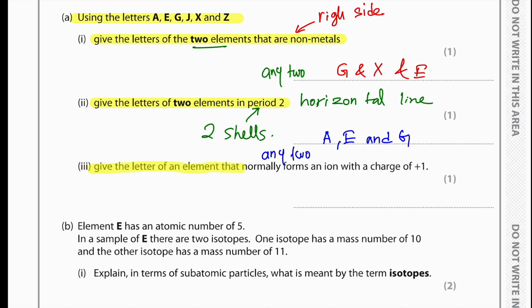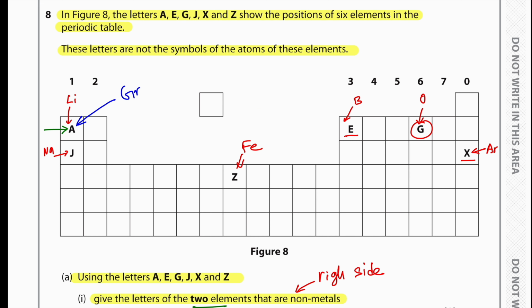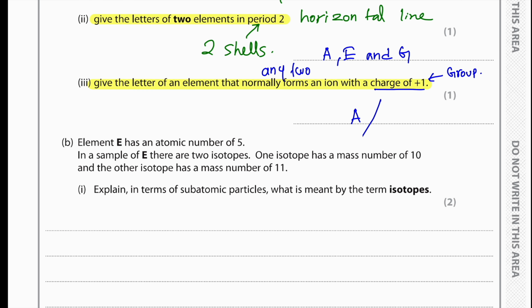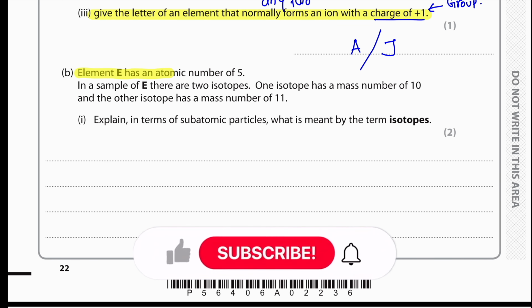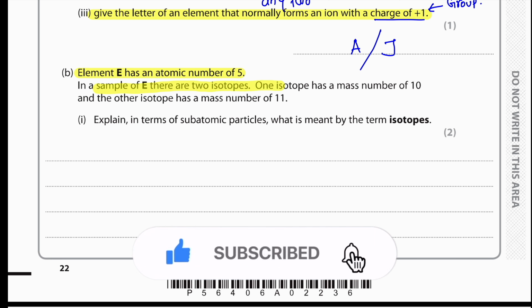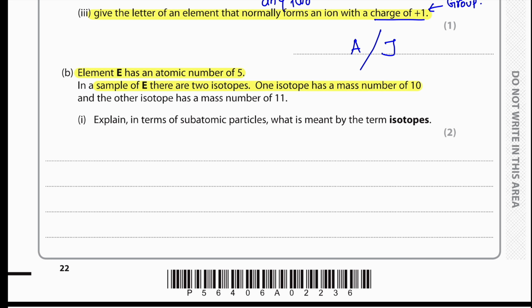Give the letter of an element that normally forms an ion with a +1 charge. A +1 charge is formed by group 1. In the periodic table, the group 1 elements are A and also J. Element E has an atomic number of 5. In a sample of E, there are two isotopes. One isotope has a mass number of 10 and the other isotope has a mass number of 11. Explain in terms of subatomic particles what is meant by the term isotopes.